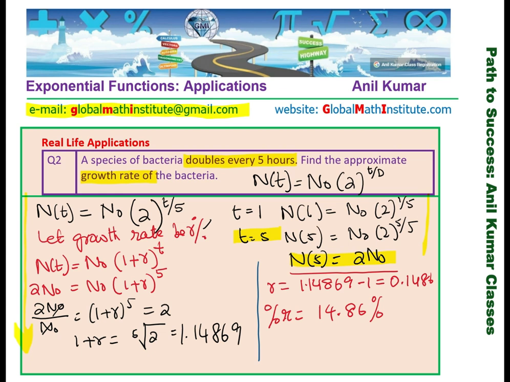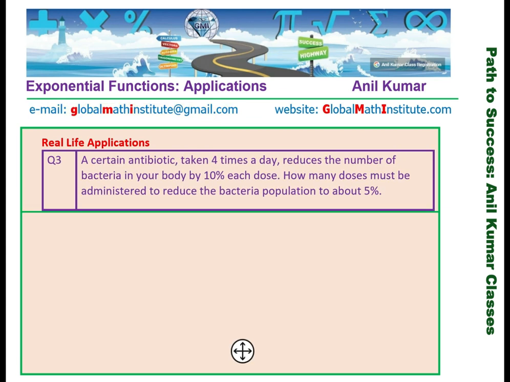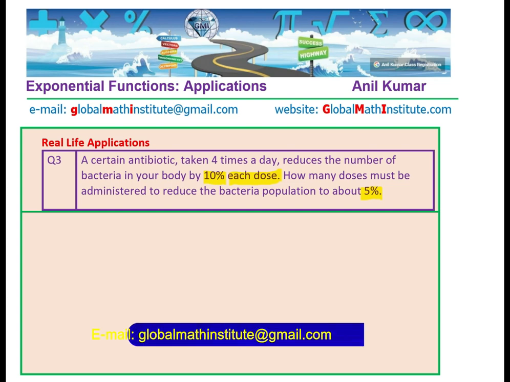Now let's look into the next two questions. This is again a very important question, a live application. A certain antibiotic, taken 4 times a day, reduces the number of bacteria in your body by 10% each dose. How many doses must be administered to reduce the bacteria population to about 5%? So that is what the question here is. Try to make an attempt to solve this.